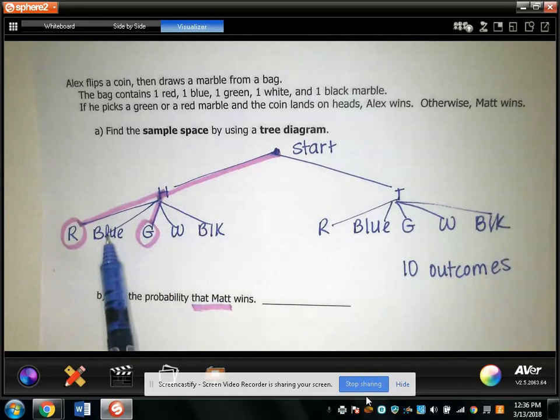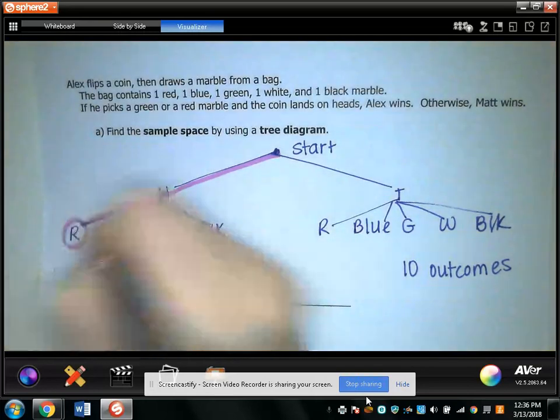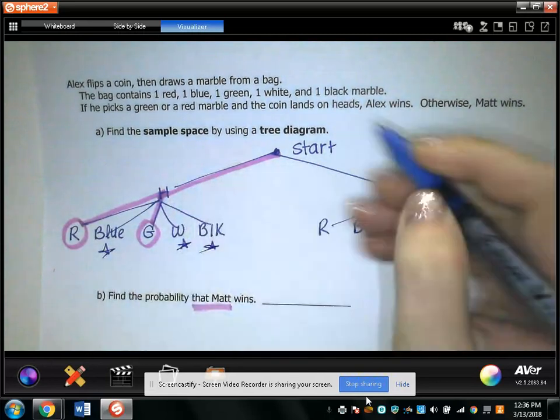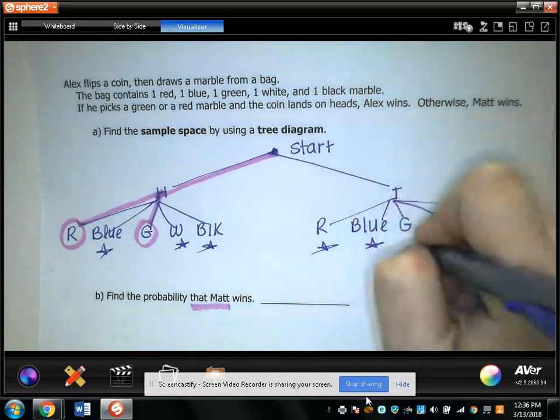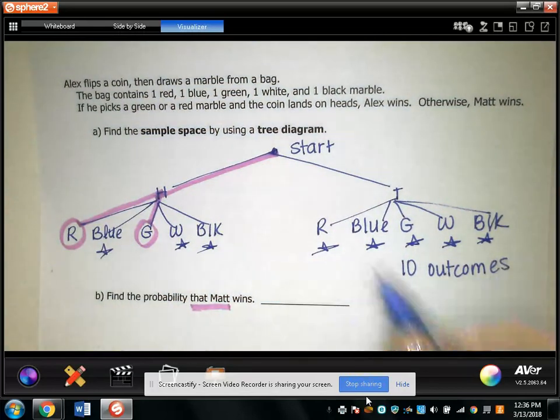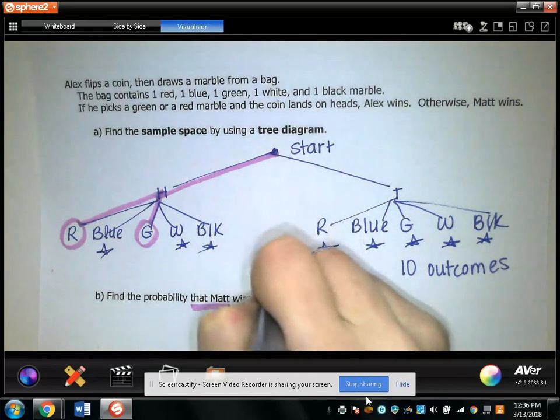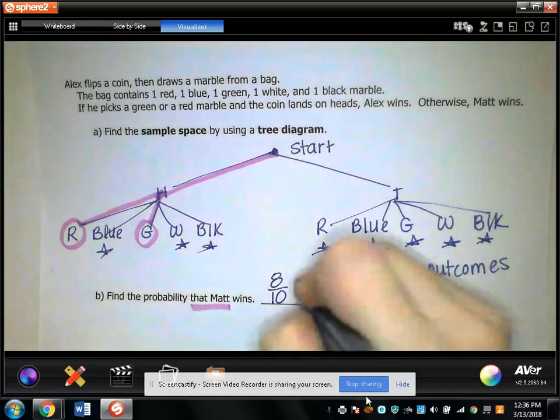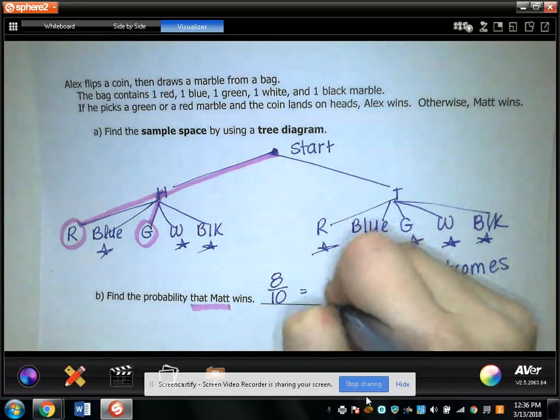So Matt wins here, here, here, here, here, here, here, and here. So Matt wins 8 out of the 10 times, which is 4/5 as a simplified fraction.